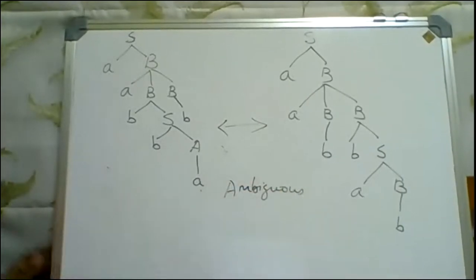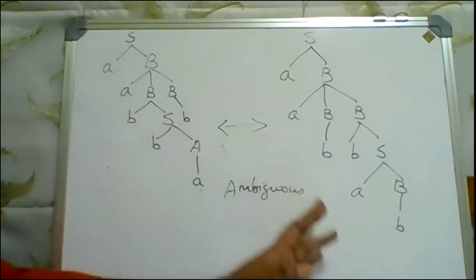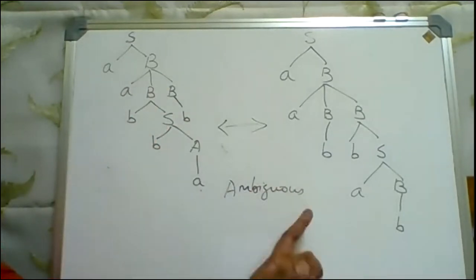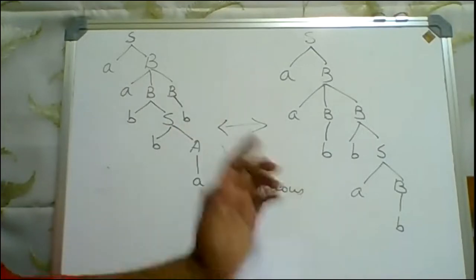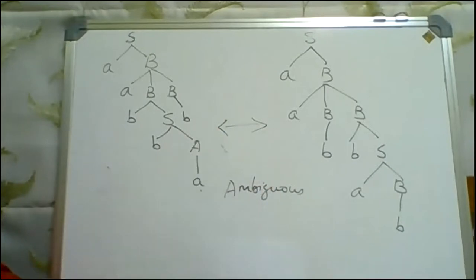So, in order to identify whether a grammar is ambiguous or not, we need to apply either rightmost derivation twice or leftmost derivation twice, obtain the string from the given grammar and construct the parse tree. If the two parse trees are the same, then that grammar is unambiguous. Otherwise, we can say that the given grammar is ambiguous.